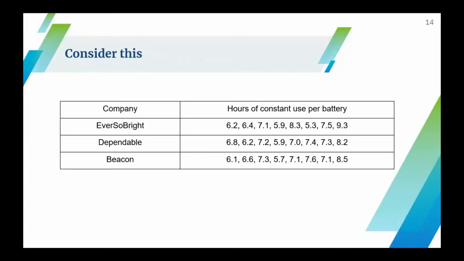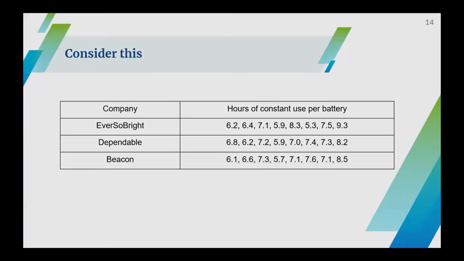Let's consider this data. A consumer group has tested a sample of 8 size D batteries for each of 3 companies. The results of the test are shown in the following table. According to these tests, which company produces batteries for which the values representing hours of constant use have the smallest standard deviation?